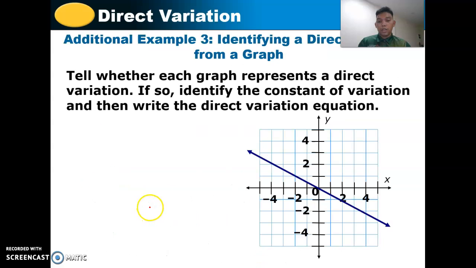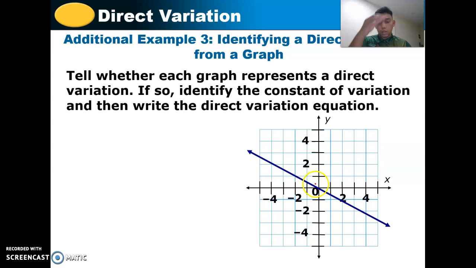Since k here is 3. Next, what about when you are given the graph? Tell whether each graph represents a direct variation. If so, identify the constant of variation and then write the direct variation equation.